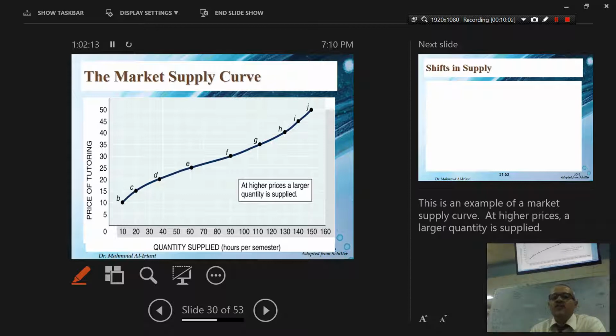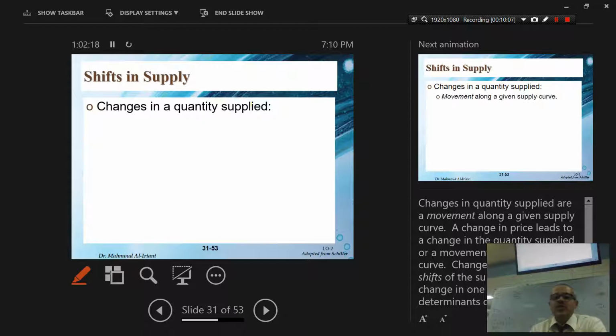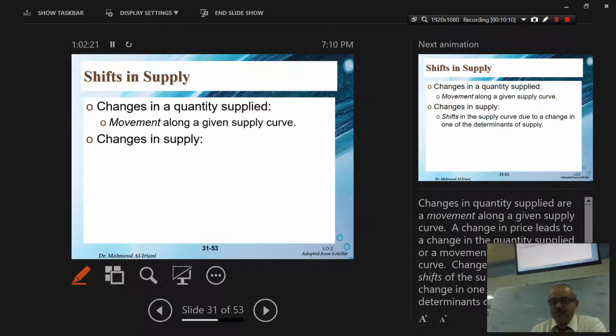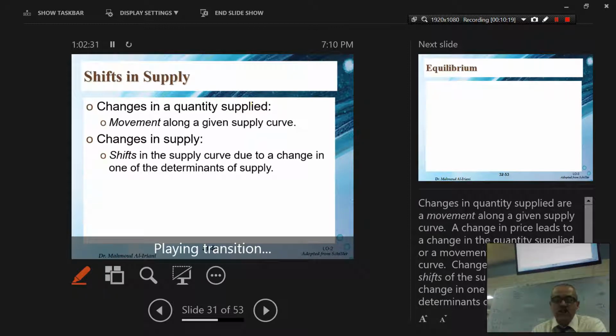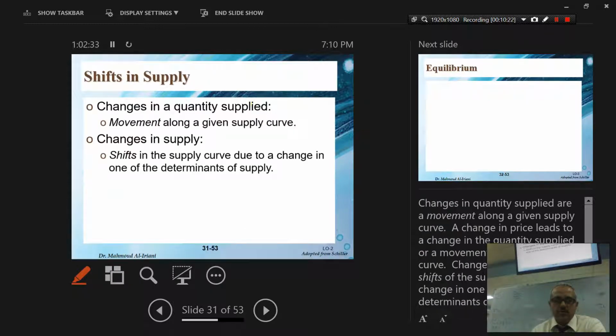And this is how the supply curve looks. And what will make the shift? Any change in the price causes a change in quantity supplied: a movement along a given supply curve. And a change in supply is a shift in the supply curve due to changes in one of the determinants. So every time there's a change in determinants, shift. No change in determinants? Move. No shift. Either a movement or nothing. Okay?